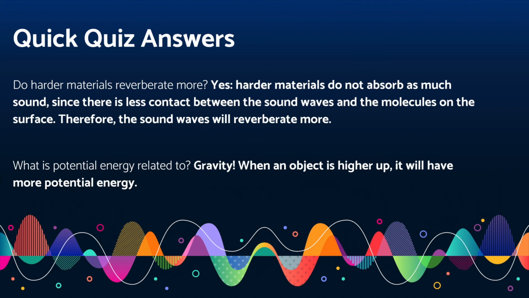But if you think of a carpet, a carpet is very soft. So when a sound wave hits it, it'll kind of mush in the carpet a bit, it'll dip into all the little crevices, and then that's why sound is absorbed more. And for the second question, what is potential energy related to? It's related to gravity. So when an object is higher up, it will have more potential energy. So when your beans and your rice are at the top of the tube, they will have more potential energy.